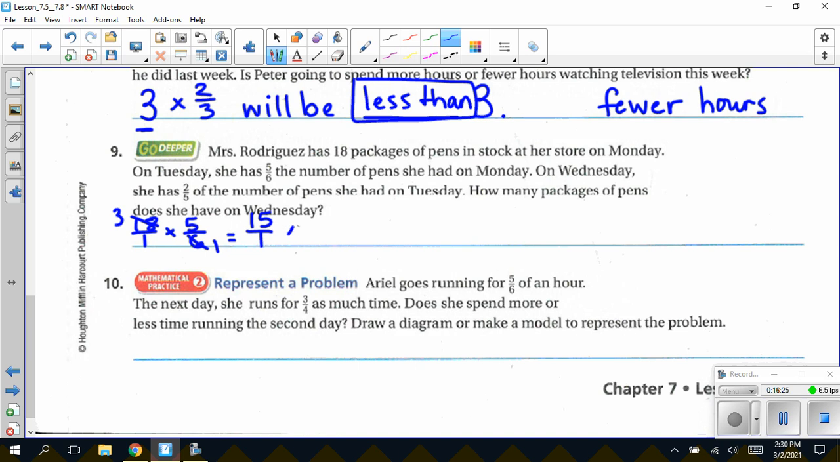Well, I need to multiply that 15 over 1 times 2/5 next. And I'm going to cancel the 15 and 5 both by 5. 15 divided by 5 is 3. 5 divided by 5 is 1. Now I can take top times top, which is 6. Bottom times bottom is 1. And now I know that 6 over 1 equals 6. So how many packages of pens does she have on Wednesday? She has 6 packages.